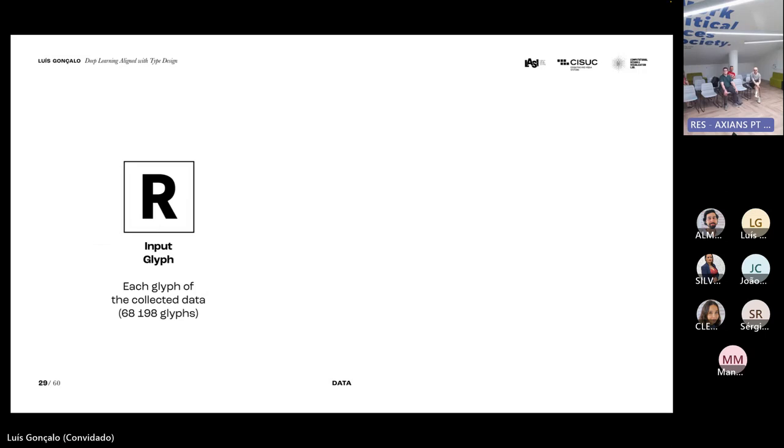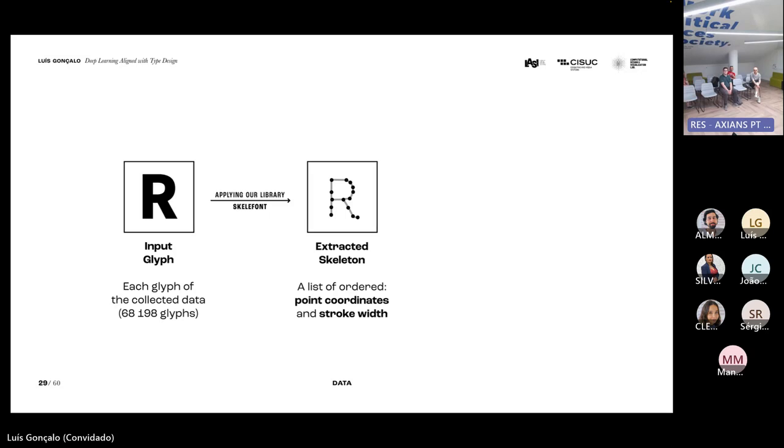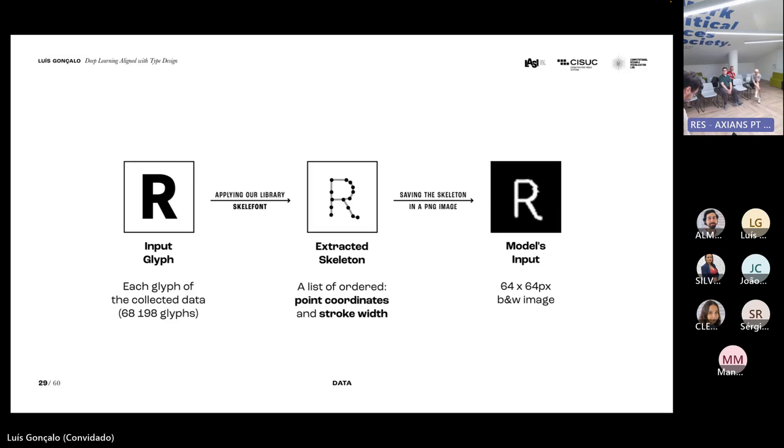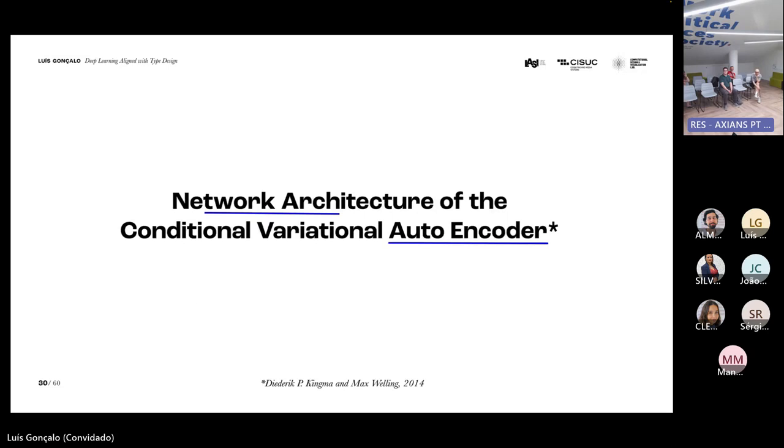To create the data set, we took the input glyph and used a tool to extract the skeleton of the font, which gave a list of coordinate points and stroke width. So we can train the network with the points. And then we convert only the skeleton to the model input, a binary, black and white 64x64 pixel image. Then the architecture of the network.